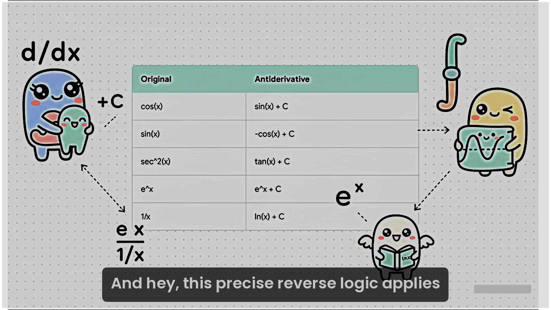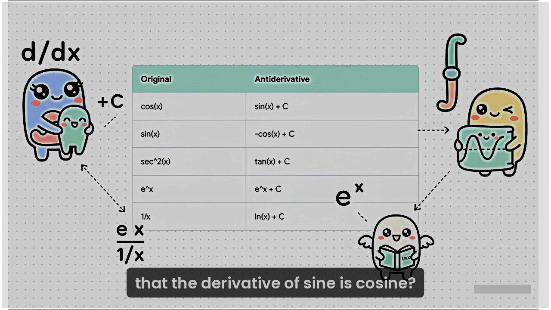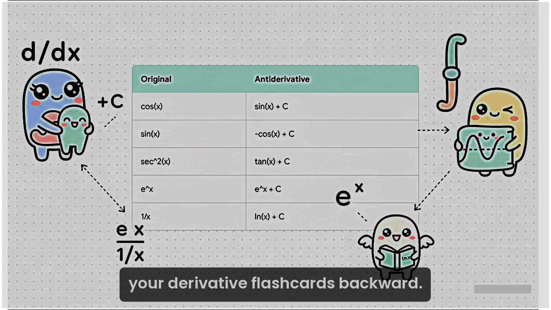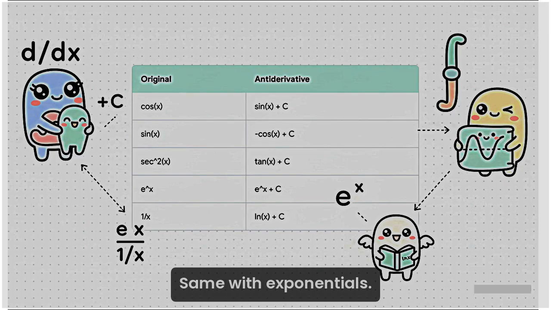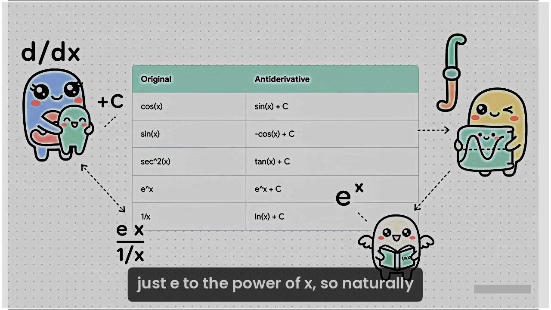And hey, this precise reverse logic applies to trigonometry and special functions too, which is great news because it means if you already know that the derivative of sine is cosine, then you automatically know the integral of cosine is sine. You're literally just reading your derivative flashcards backward. Same with exponentials. The derivative of e to the power of x is famously just e to the power of x, so naturally its integral is the exact same thing.